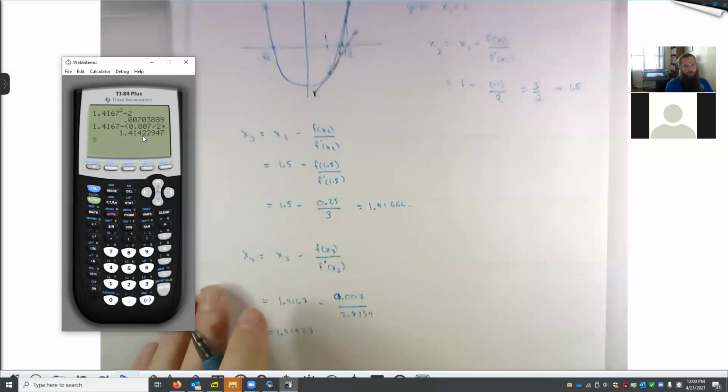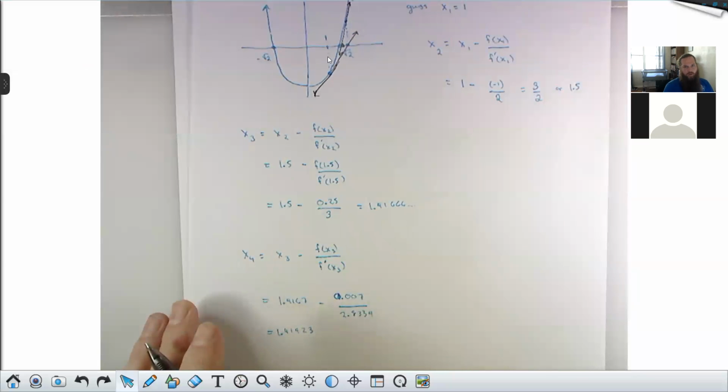All right. So we can see in the picture, x1 is this first x value. Then we construct the tangent line that takes us over here. That's x2, the second x value, this guy, 1.5. Then we come up here, construct the tangent line. The x-intercept for that, that's x3, that's 1.416. This is getting very, very close to the square root of 2. And then x4 is going to get us even closer.